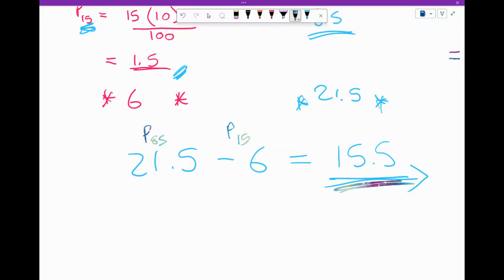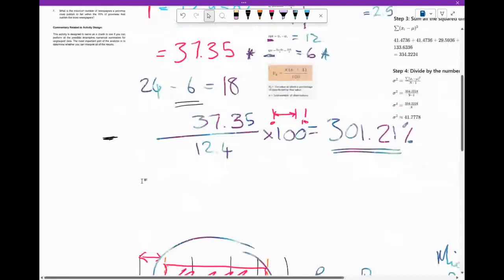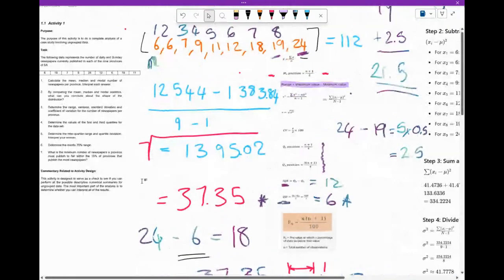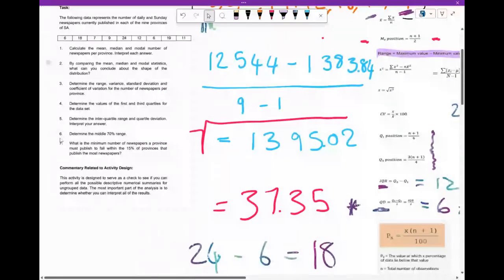Right. So let's see what our time is. I don't think it would be very productive to go any further, but let's just finish this last one. So at least we can say we finished activity 1. So the last one here, they say, what is the minimum number of newspapers a province must publish to fall within 15% of provinces that publish the most newspapers? To fall within 15% that publish the most.